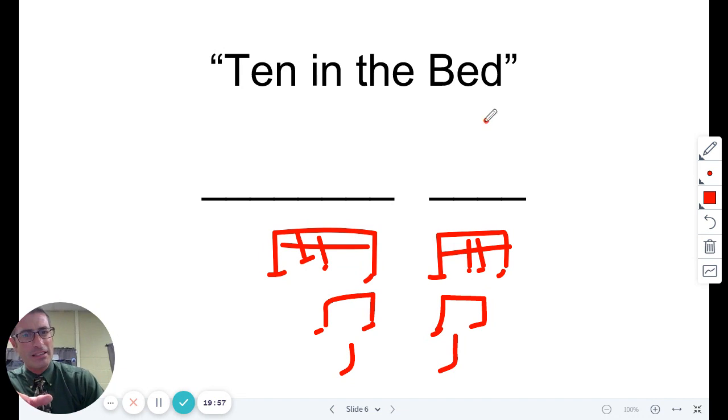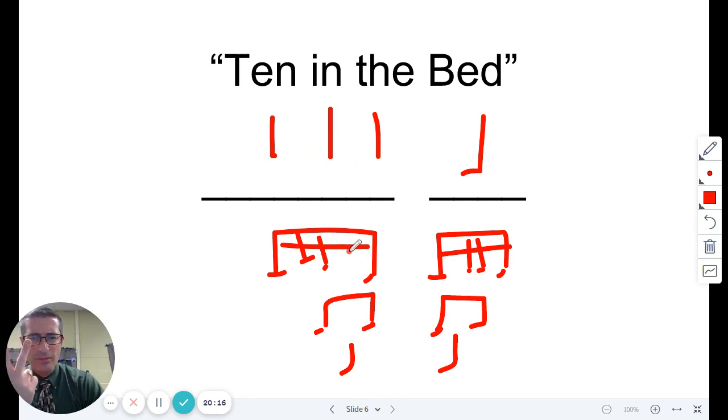Now, the closest thing we got to bed over here was ta, right? Bed, ta, bed, ta, one syllable. Bed, ta, so far so good, right? But 10 in the leaves us three syllables on this beat.